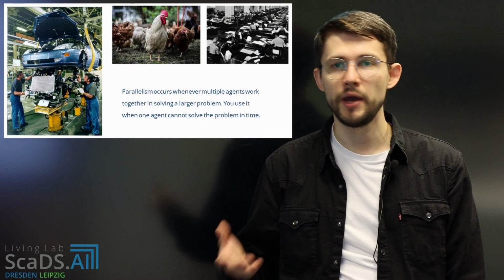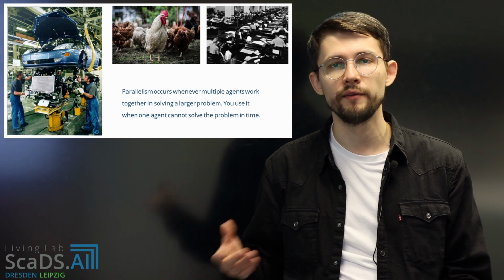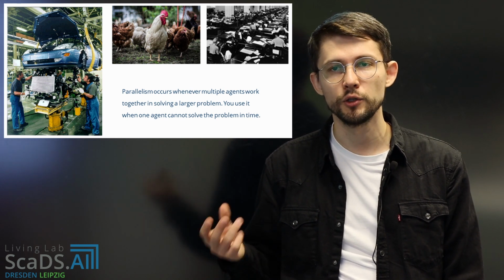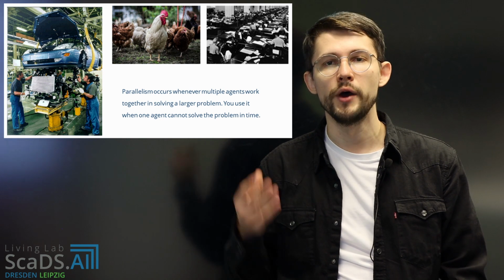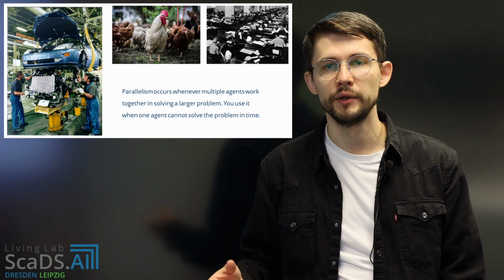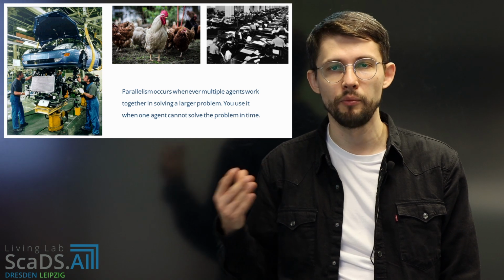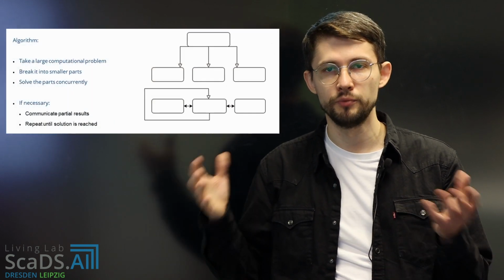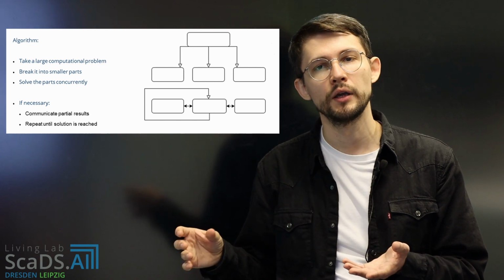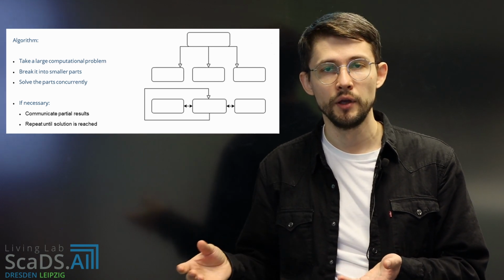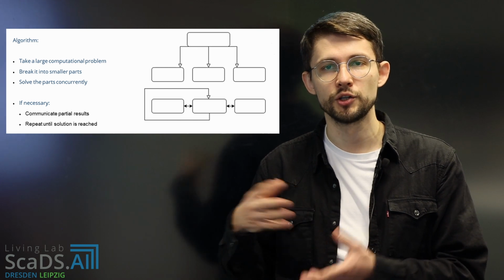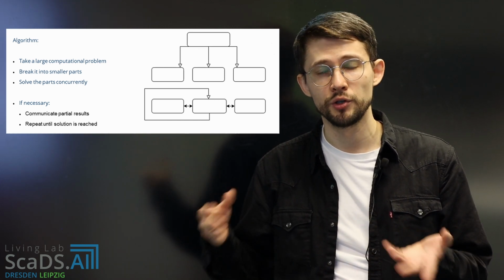You can see parallelism everywhere. Parallelism occurs whenever multiple agents work together in solving a larger problem. When one agent cannot solve the problem in time, this is where parallelism should be applied. You can apply parallelism to your computations by following a simple algorithm. Take a larger computation problem, break it into smaller parts, solve the parts concurrently, and if necessary, communicate partial results, repeat until the solution is reached. You are done. Parallelism can be everywhere in deep learning also.